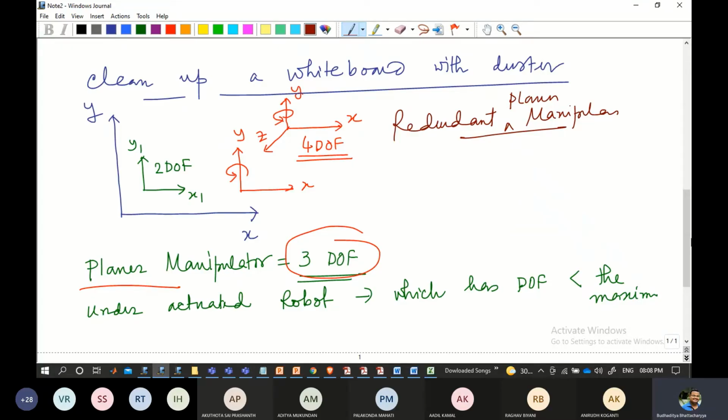So just remember that whenever we are looking at greater than the maximum degrees of freedom for planar or spatial, we are looking at a redundant system, whereas when it is less than the degrees of freedom but still working, then we are looking at an under actuated system. That's basically what we are discussing.